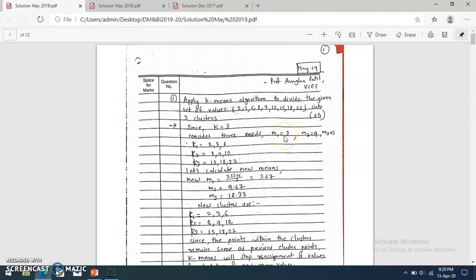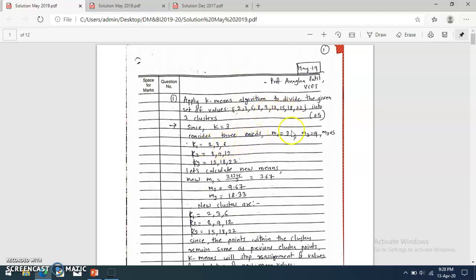Here we have considered 3 means from the data points which are given. Looking at the values, you can understand which values are going to fall near which centroid, so accordingly you can assume the values. You can even assume different values, but your clusters would be the same. Suppose M1 is equal to 3. The first mean I have considered as 3, the second mean as 9, and the third mean as 15.